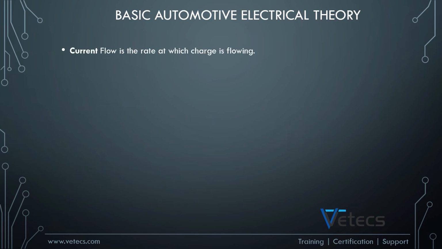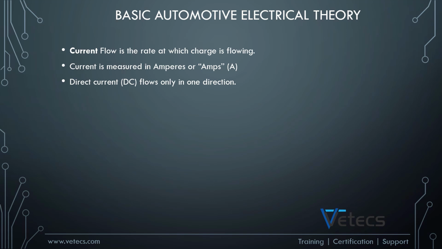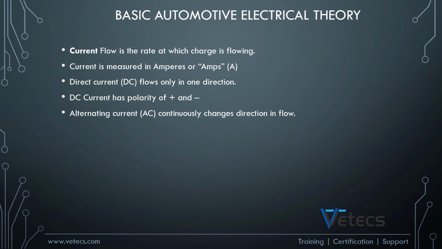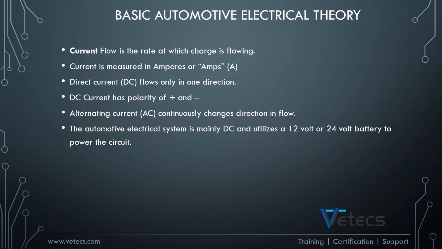In the previous examples, we discussed the movement of electrons. The rate at which electrons or charge flows is referred to as the current flow. Current is measured in ampere, or amps, and is displayed using the symbol A. There are 2 main types of current flow, namely direct current, referred to as DC, and alternating current, referred to as AC. Direct current is current flowing in one direction and has polarity of positive and negative. Alternating current is current that continuously changes direction in flow. The automotive electrical system is mainly DC, and utilizes a 12-volt or 24-volt battery to power the circuit. The battery is charged by the alternator that generates AC, which is converted to DC.